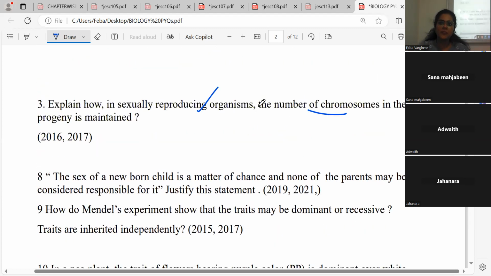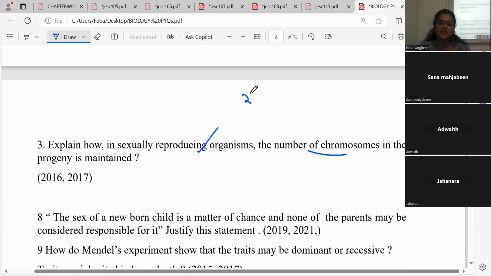Reduction division. 23 pairs of chromosomes becomes 23 in number in the gametes, right? That's the meiosis. This was diploid. There were 2 sets of chromosomes in the parent cell and it becomes haploid. Half the number of chromosomes will be there in the sperm and in the egg. And when they fuse together, it becomes 23 pairs again, 46.